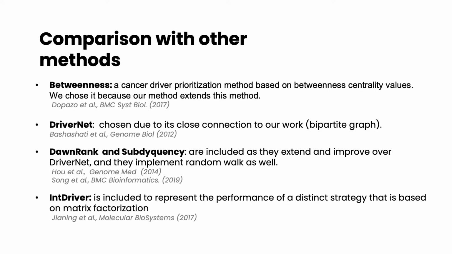DriverNet is a computational framework that prioritizes mutated genes based on their degree of network connectivity to a set of dysregulated genes in the tumor samples. Downrank and Subsequency are methods that extend the idea of DriverNet, and they perform a direct random walk in the prioritization framework. And finally, IntDriver uses an interaction network and gene ontology data within a matrix factorization framework.